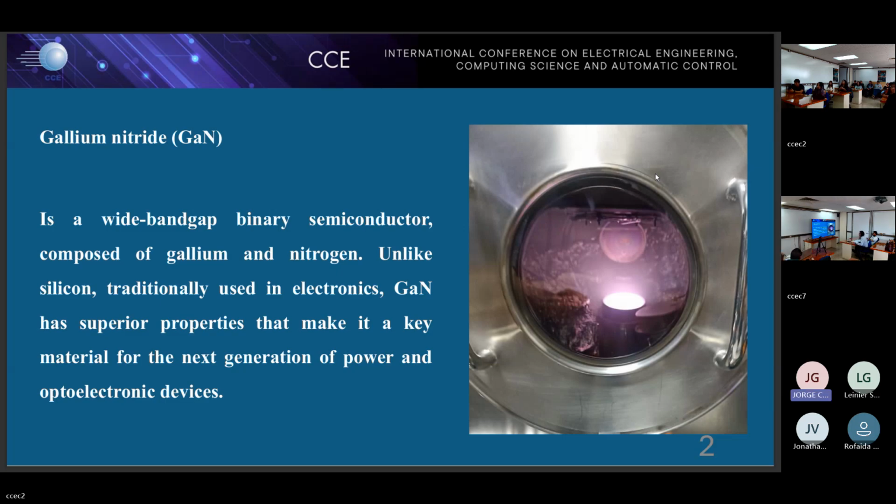Gallium nitride is a material with interesting properties, so there is a lot of investigation. I think that this is the material for the next generation of power and optoelectronic devices, so it's very important to study it. And the next, please.